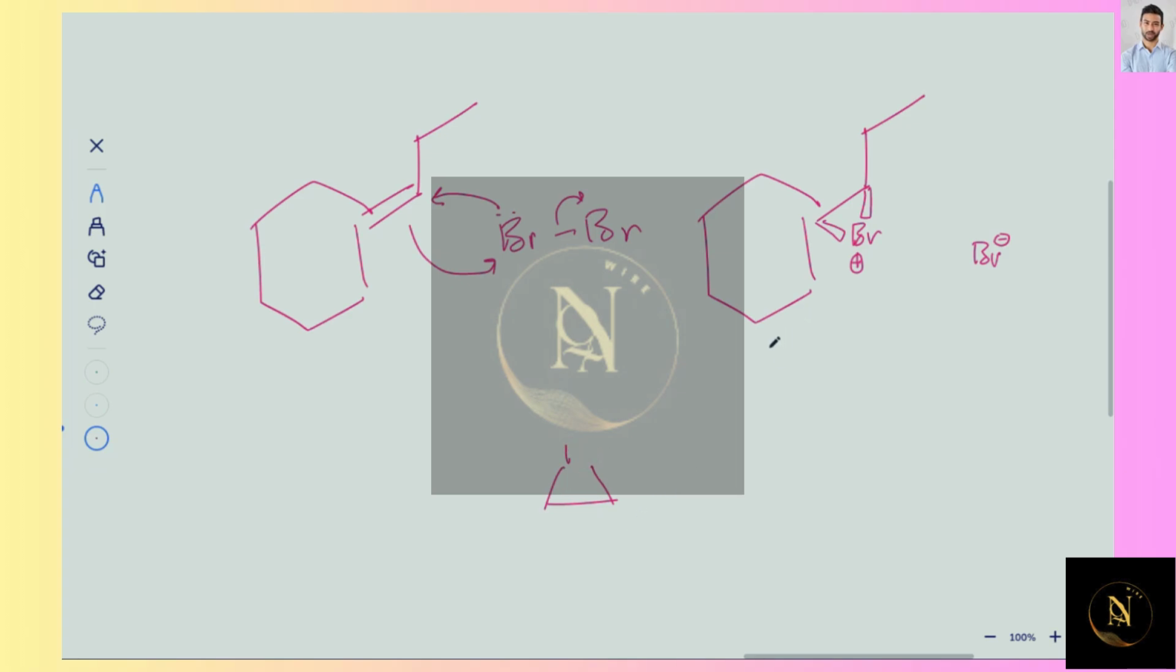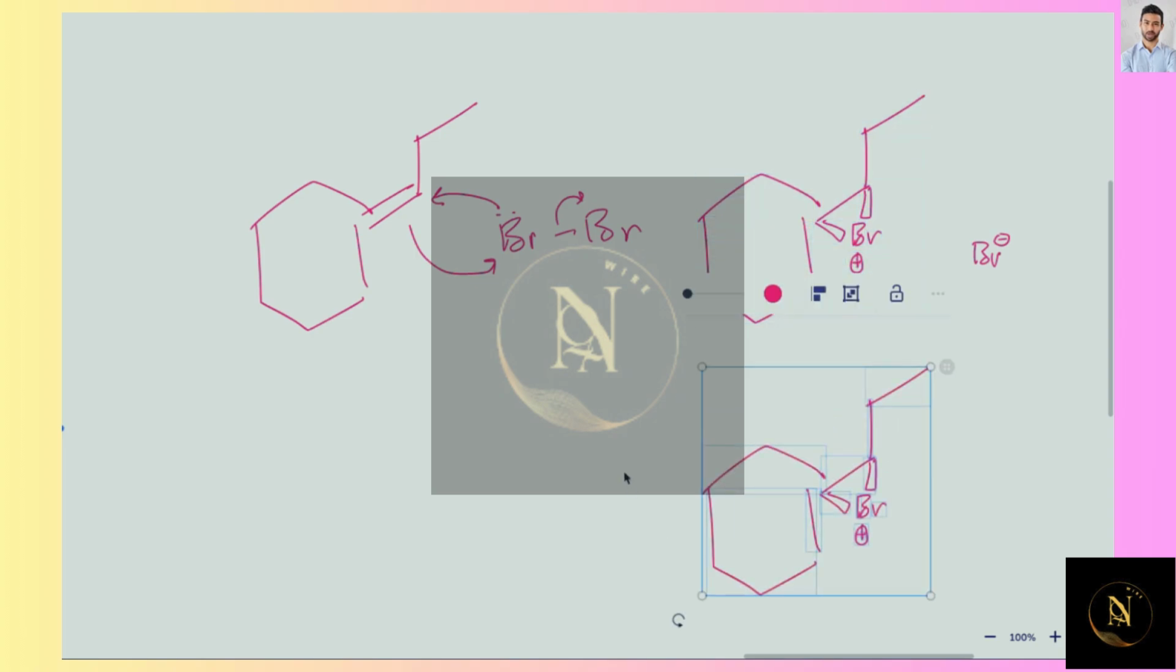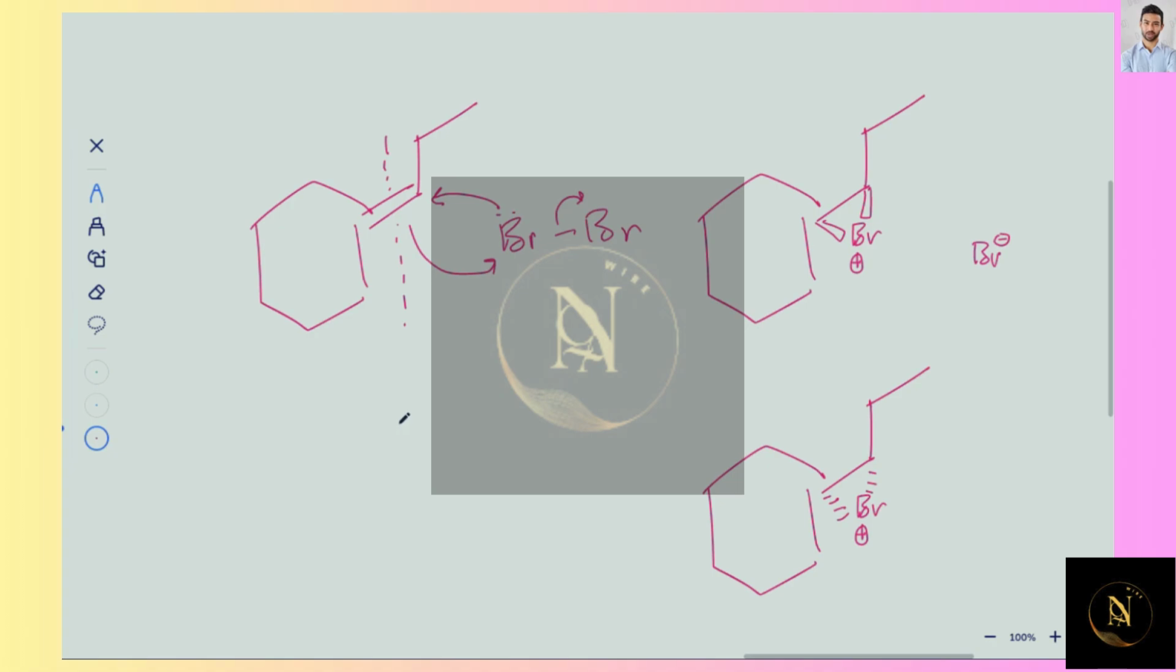Now, when this happens, there's two ways that this can happen, right? So it can add both to the top face, both bonds to bromine are on the top face, or we can end up with a situation where both bonds to bromine are on the bottom face, right? So it's kind of like, was the bromine above the double bond, or was it beneath the double bond?